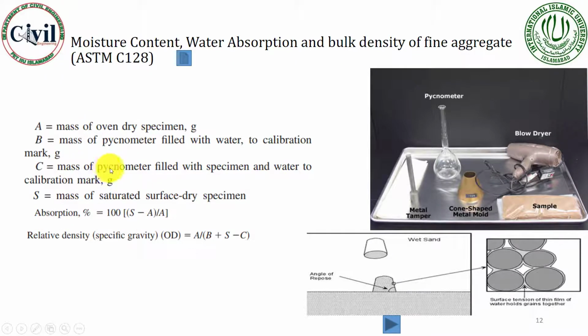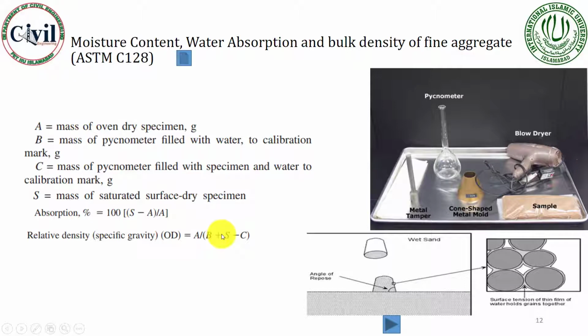C is basically the mass of the picnometer filled with specimen and water. For the apparent relative density, apparent specific gravity, you must have the oven dried sample divided by the mass of the picnometer filled with water plus the mass of the saturated specimen, minus the mass of the picnometer with specimen and water. In this way, you can calculate the oven dry specific gravity of a fine aggregate.